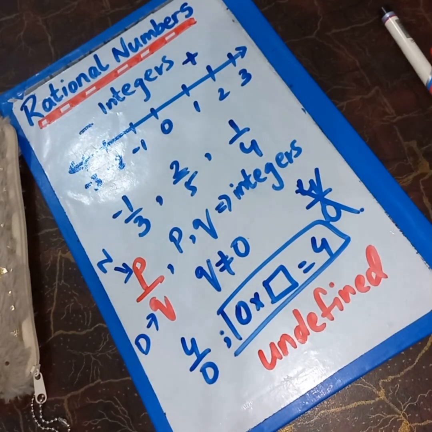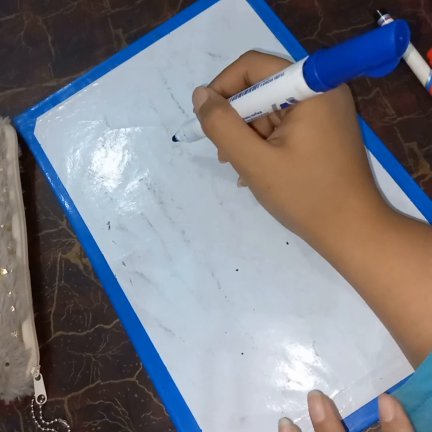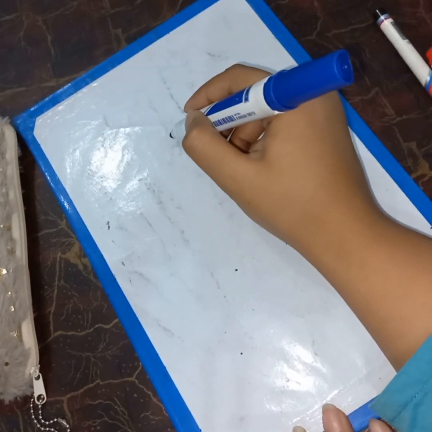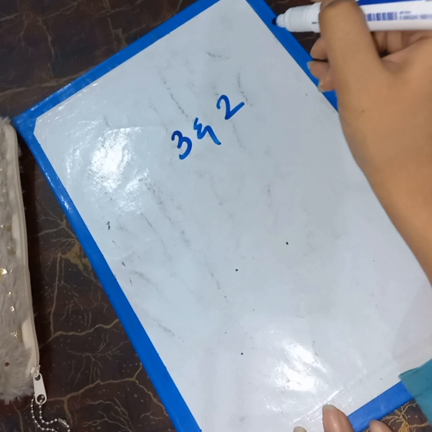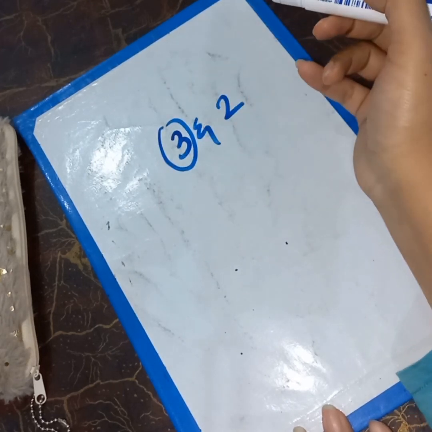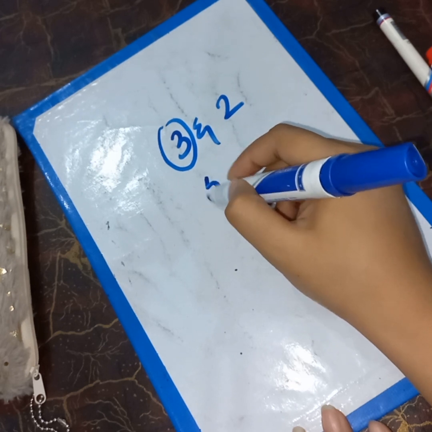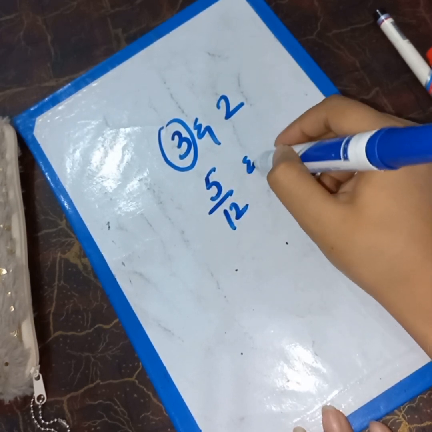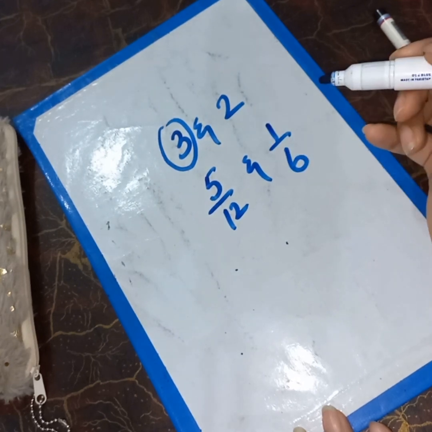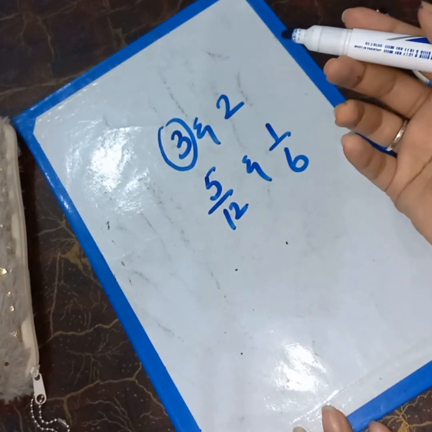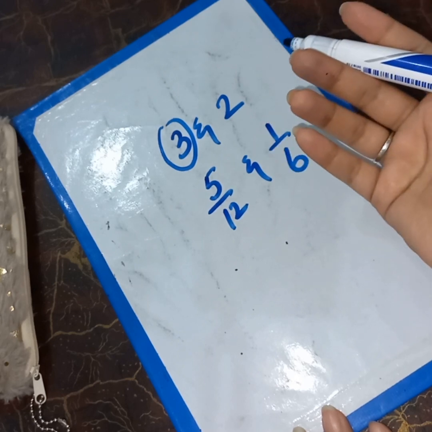Many questions will come to your mind after looking over this: how can we deal with fractions, how can we deal with integers and rational numbers, and how can you compare fractions? For example, if I ask you to compare 3 and 2, you can easily tell me that 3 is greater than 2. But if I ask you to compare 5 by 12 and 1 by 6, which rational number is greater or smaller? You need to compare them. How will you compare it?